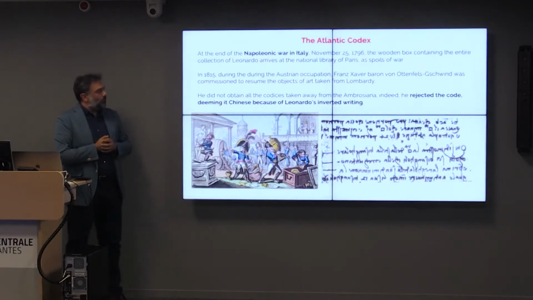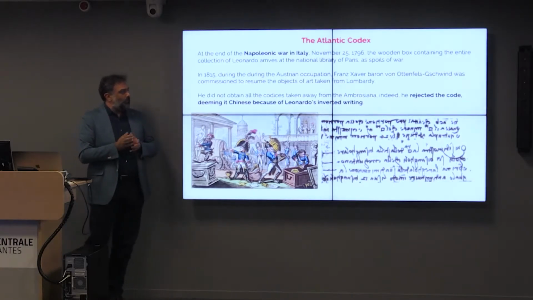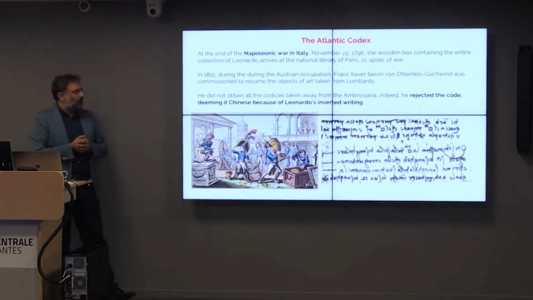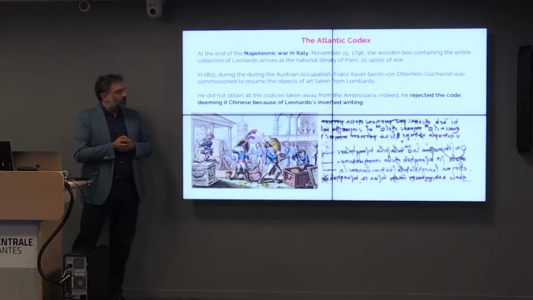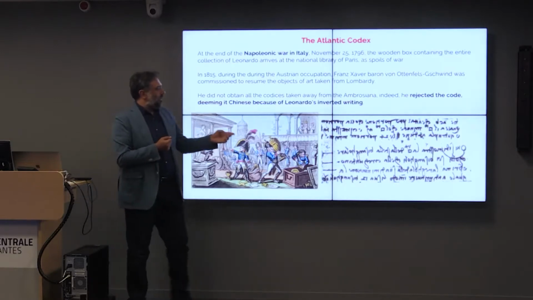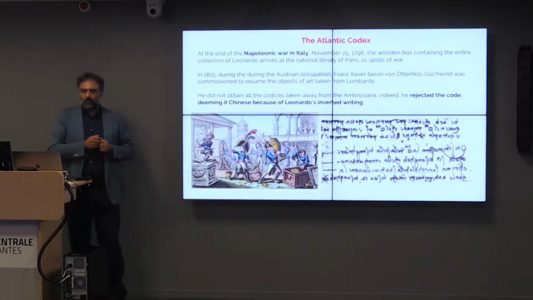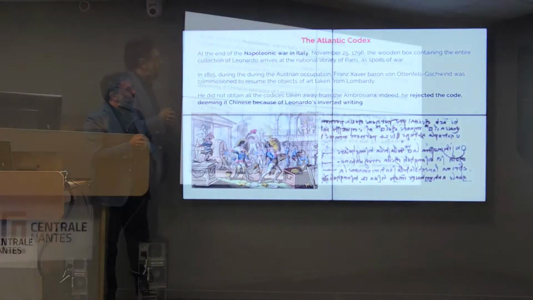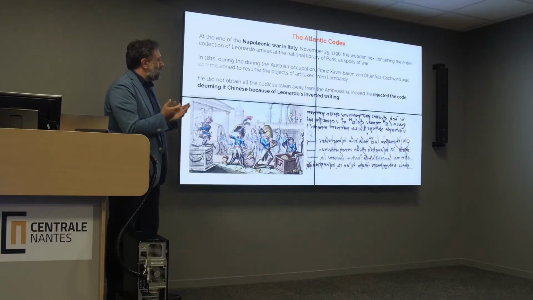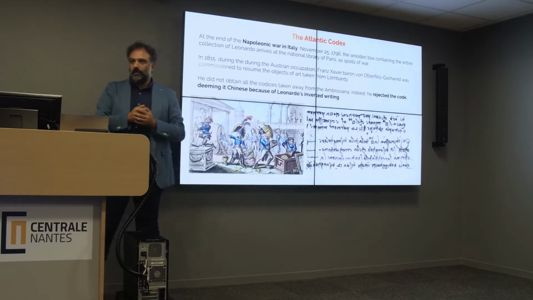during the Austrian occupation, because there was a commission to recover the objects taken from Milan, and part of this collection was taken and came back to Italy. Other parts remained in Paris, just because, since you see that Leonardo wrote in reverse, this Austrian baron that took care of this started to think that this was like a Chinese book, and so he discarded it and it remained there.